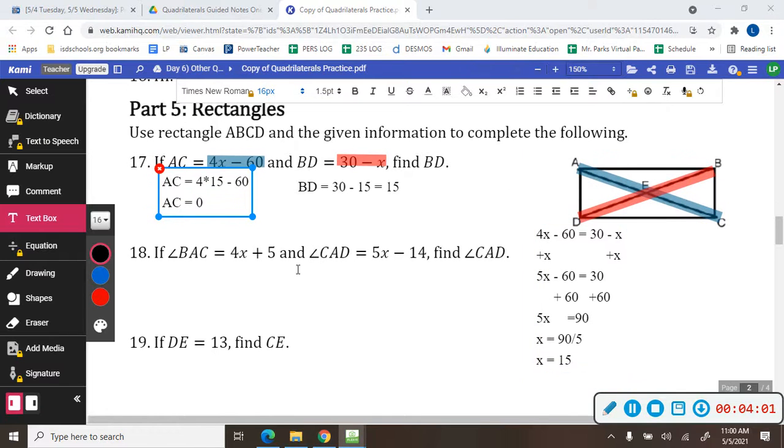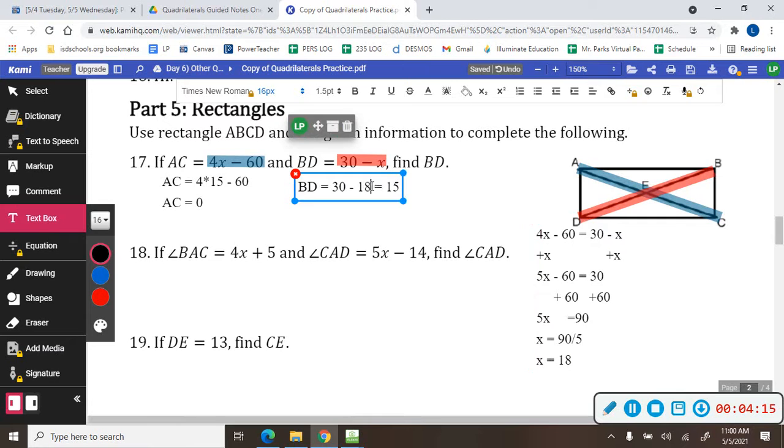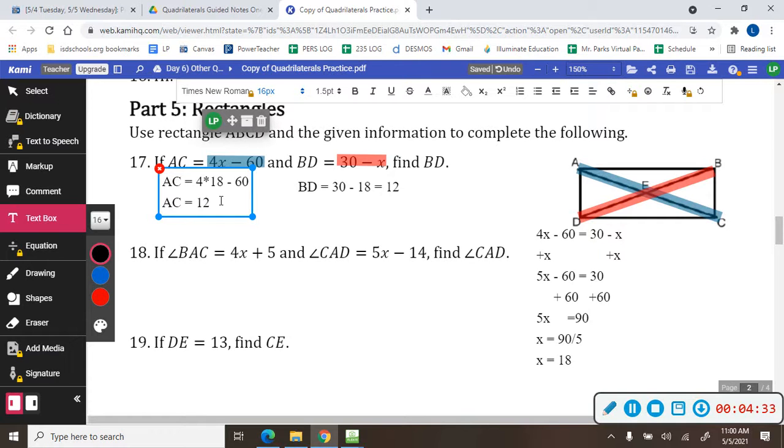So this is why you check your work, because AC equals 0 makes no sense. That would mean that the side length is nothing. So I found my mistake. 90 divided by 15 is 18. So x is 18. Which means when you plug it back in, that's 30 minus 18. That makes that 12. And when you plug x in here, 4 times 18 is 72. 72 minus 60, that makes that 12. So it's always important to check your work for that very reason.